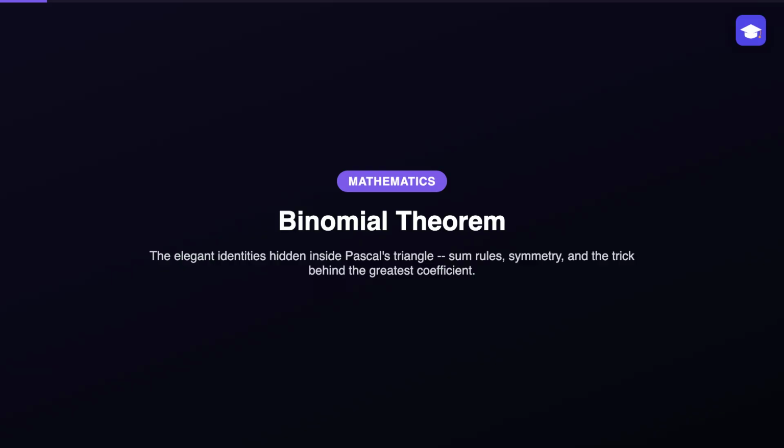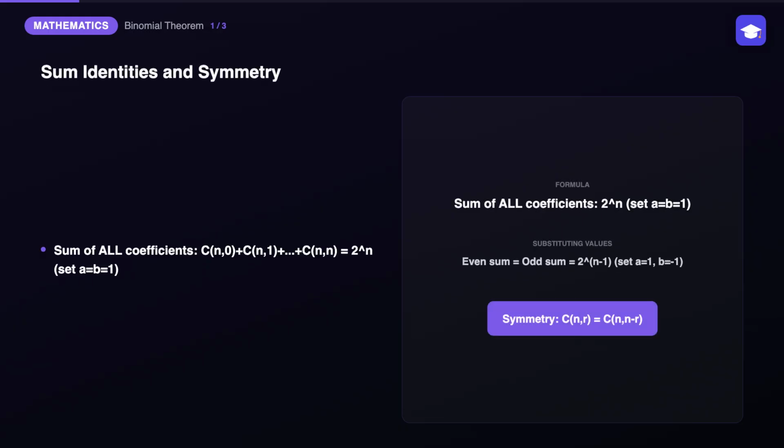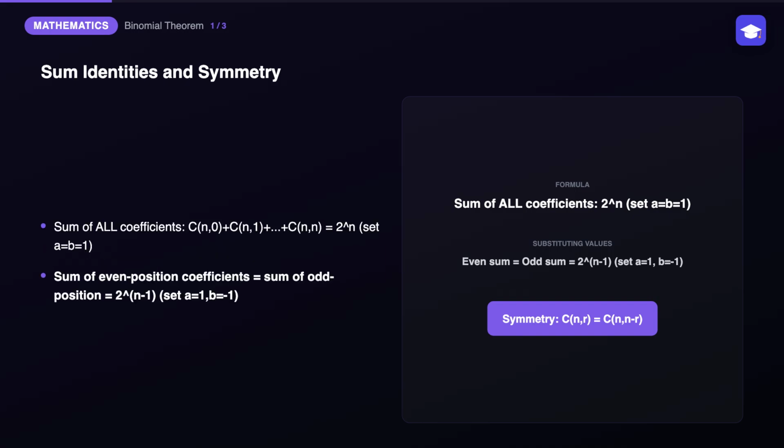Today's topic is the properties of binomial coefficients, the elegant identities that go well beyond the basic binomial theorem itself. Let's begin. The sum of all binomial coefficients in the expansion of (a + b)^n equals 2^n. This is found simply by substituting a = 1 and b = 1 directly into the binomial theorem.